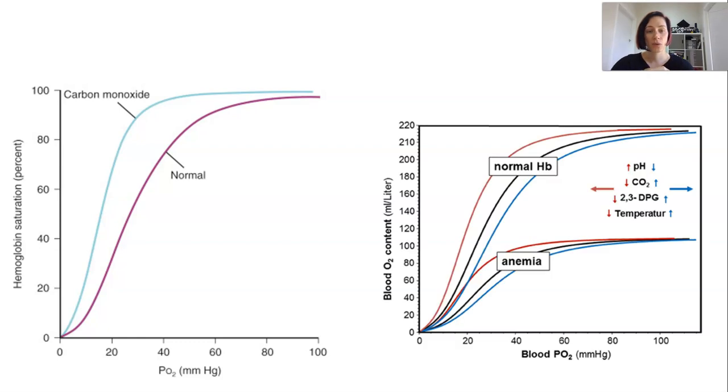Now, there are also many forms of anemia, but one of the really common ones is iron deficiency. And we talked about the idea that if you don't have the iron in your heme groups, then you're not going to be able to bind oxygen really well.